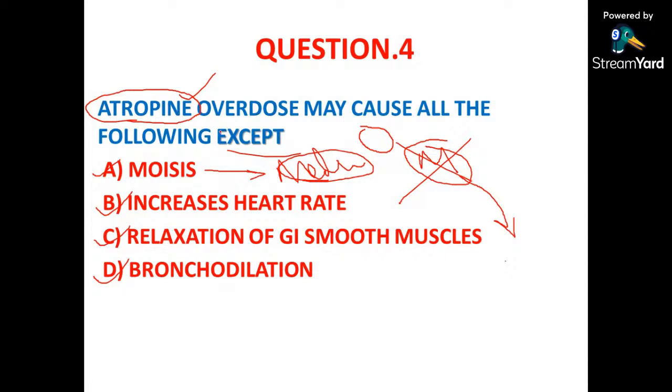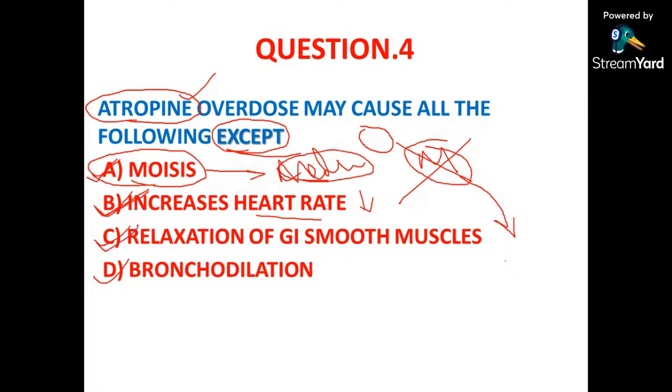Atropine overdose will cause mydriasis, but here it is telling meiosis because we need the except answer, no? So meiosis is not seen with atropine. When atropine overdose is given, the patient will develop increased heart rate. Atropine is an anticholinergic drug. In the cholinergic system, with acetylcholine action, heart rate will be decreased, but when atropine is given, heart rate will be increased. So this is the correct action of atropine.